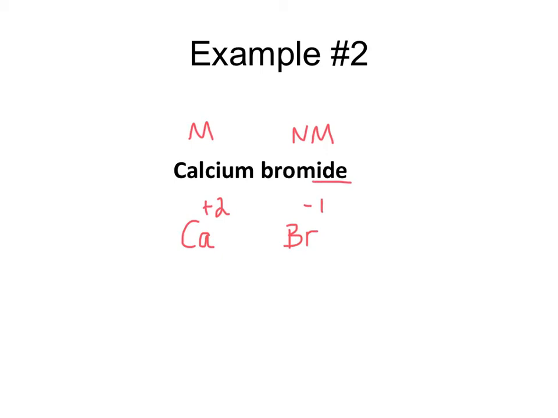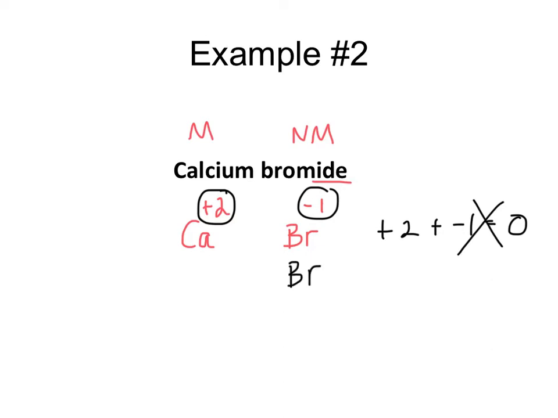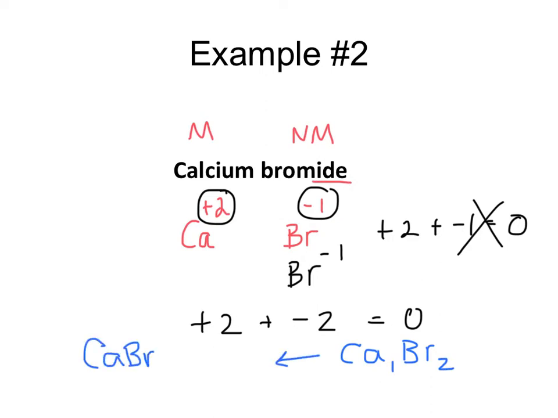And this time I'm going to look at the charges and realize that the +2 and the -1 will not equal 0. And so now I'm going to have to decide how many of each ion I need in order to get neutrality. Well, hopefully you can see that I can add another bromine here, and that will give me a +2 and a -2 total negative charge, which will then add up to 0. So the correct chemical formula here is Ca1Br2. Remember, we don't write the 1, so it's really just CaBr2.